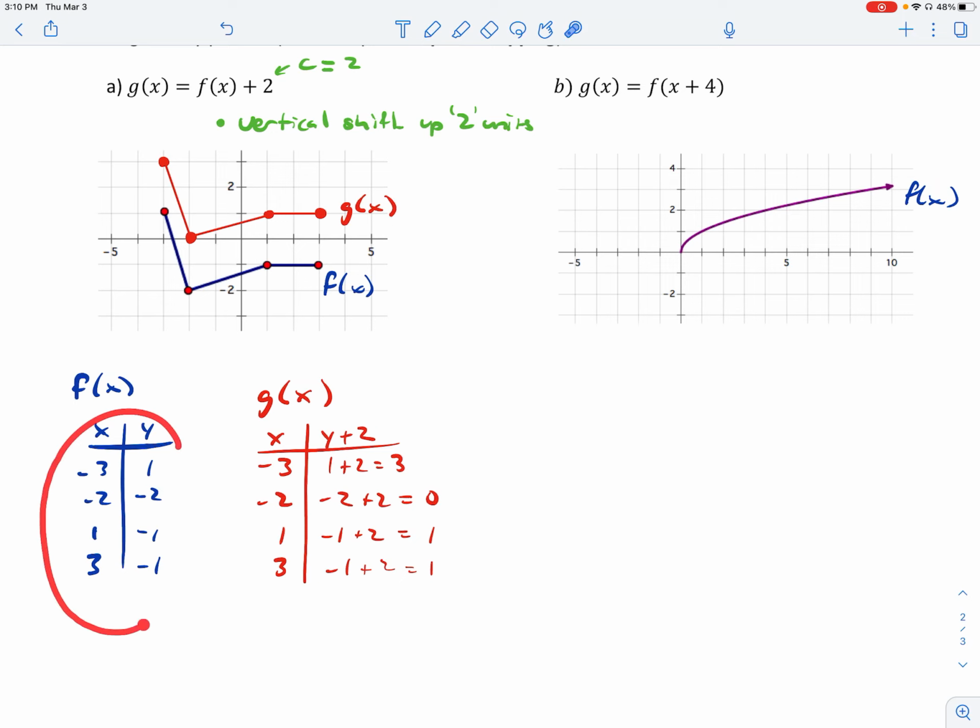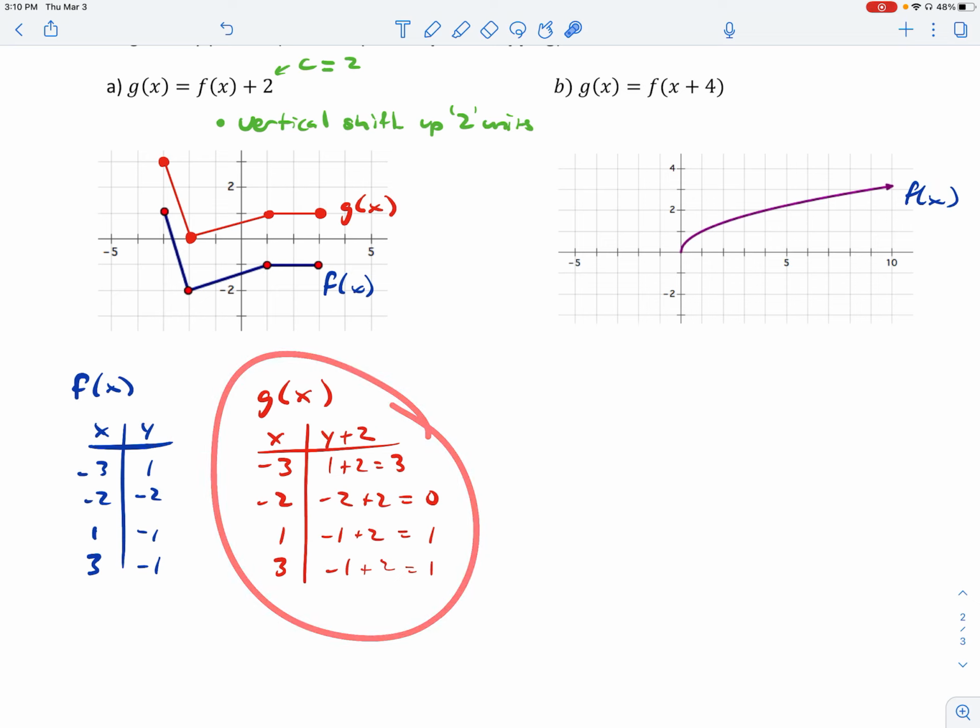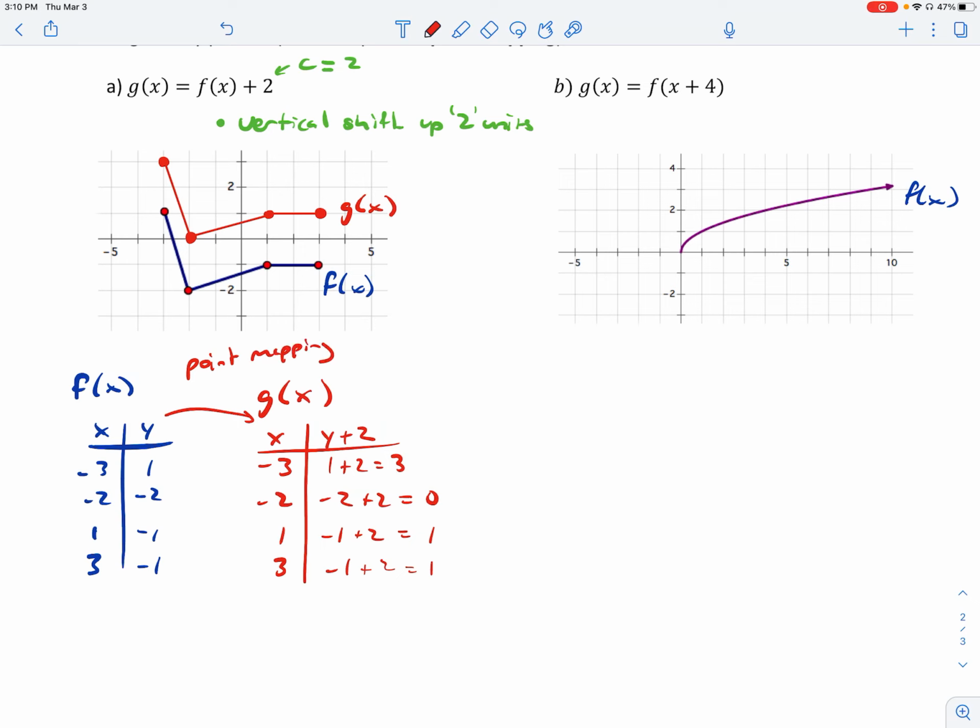So going from here, taking the original points and getting new image points is a process that I call point mapping. It's really easy to do. Now you might say, okay, I could have just bumped these all up too, Mr. A. That's not really that hard. I could have easily got the graph without doing any of this. And yeah, that's true. But what happens when we do more than one transformation?